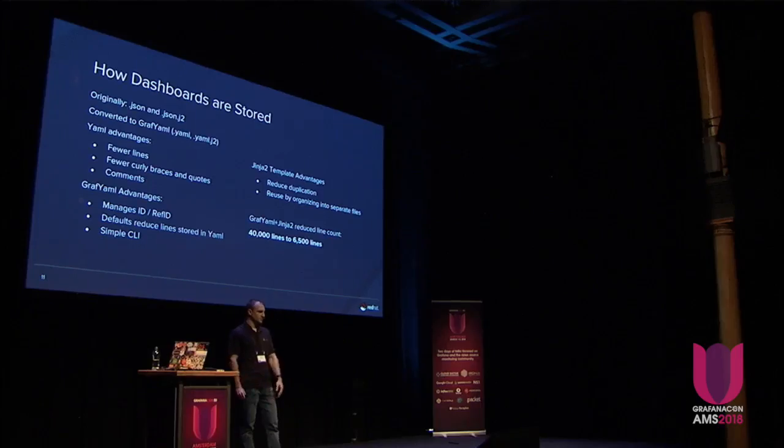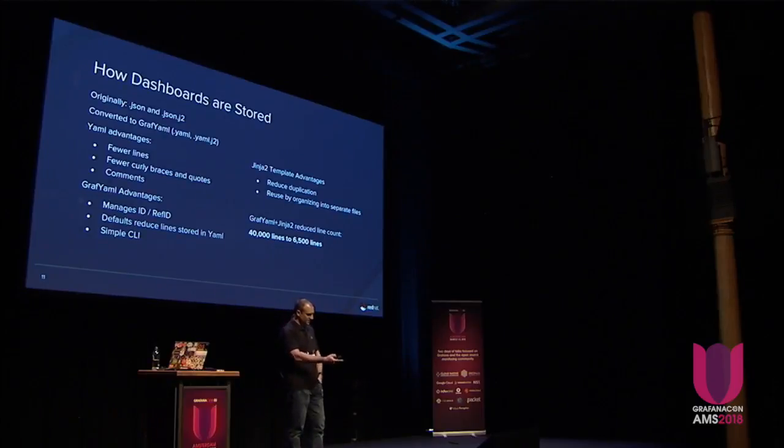Well, I can use graph YAML instead. Graph YAML will manage the ID and ref ID, so I don't need to worry about having those be correct inside the dashboard. It'll reduce some of the lines stored in the YAML, and it does that basically by having some good defaults. So, like the earlier example, if I have all of my legends turned off, I'll have that as a default in there, and then I don't have to define that for every single dashboard. It's a very simple CLI as well. You just pass it an API key and the URL, and it will take those YAMLs, convert them to JSON, and upload them to Grafana.